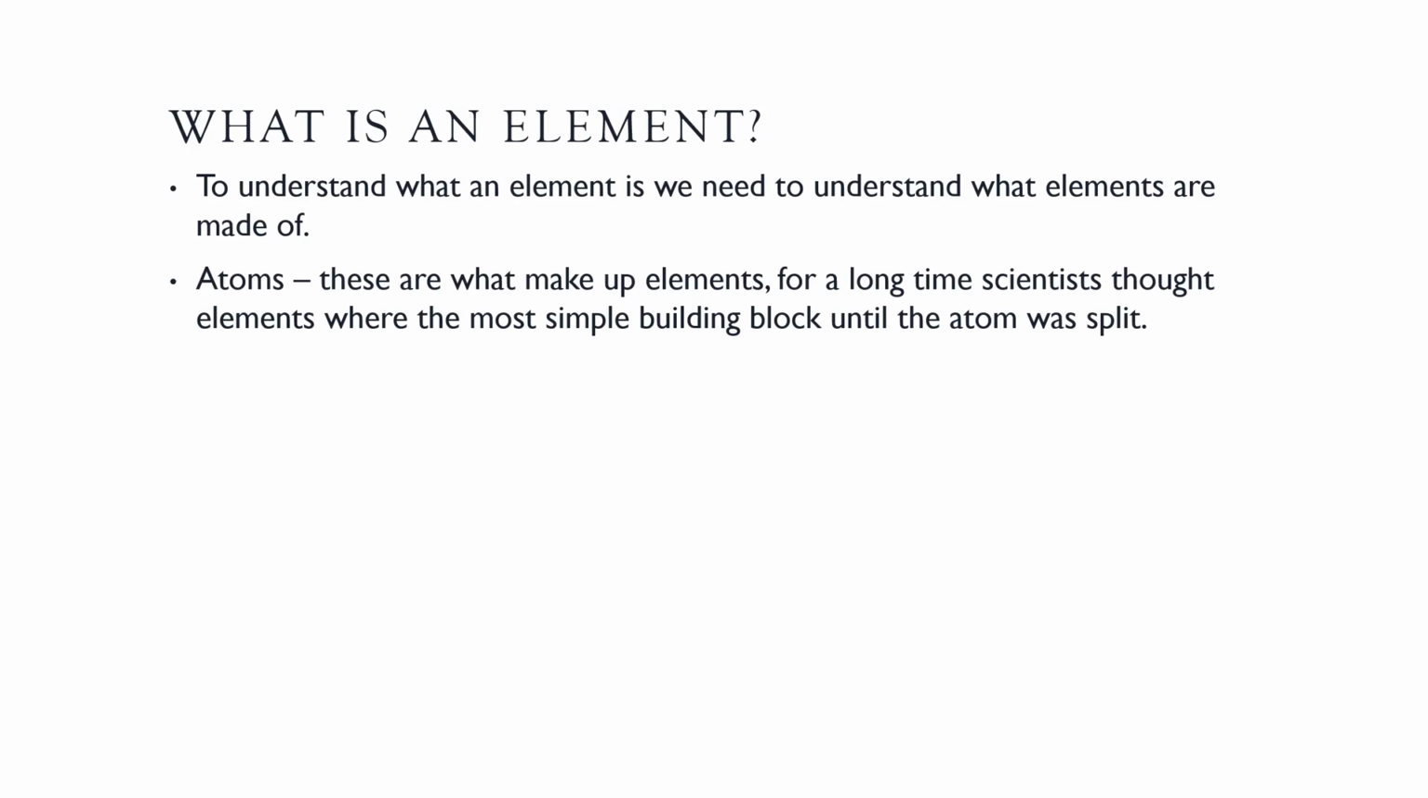Atoms have a nucleus. In the nucleus there are protons and neutrons, and then in surrounding shells there are electrons. And elements are made up of only one type of atom. So you'll have a carbon atom, and then in the elemental form of carbon, you will just have a carbon atom. You won't have an oxygen atom, you won't have a helium atom, you'll only have a carbon atom.